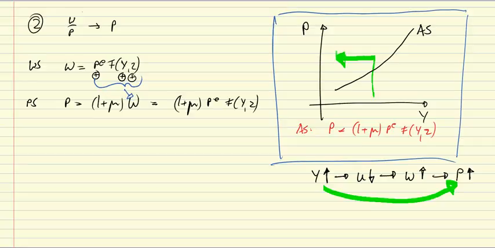I emphasize that because often at this point students make the mistake to believe that higher prices induce firms to increase their supply. That is not the mechanism that underlies the aggregate supply curve. Causality runs from Y to P through unemployment and the wage bargaining process. Okay, so that's the first thing.